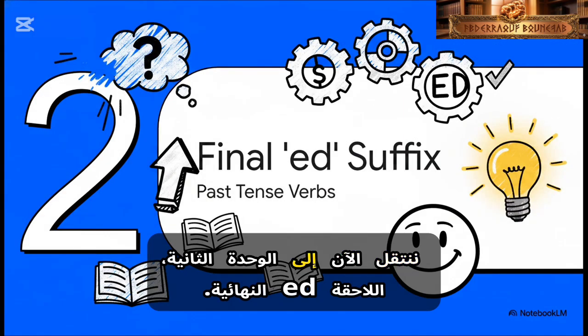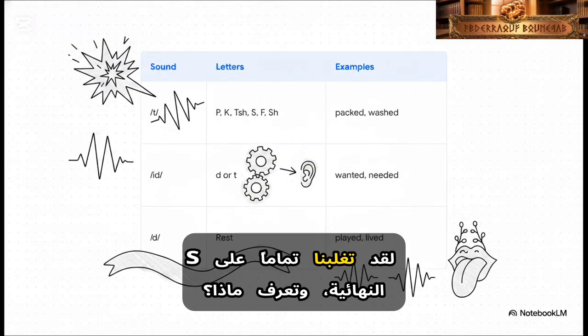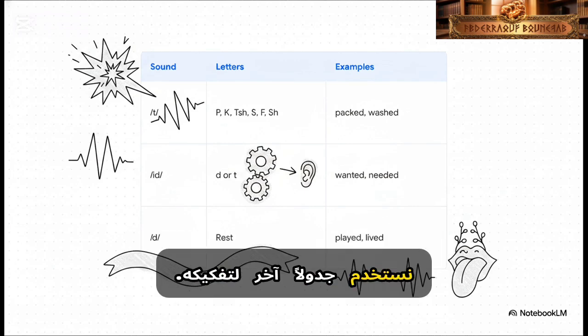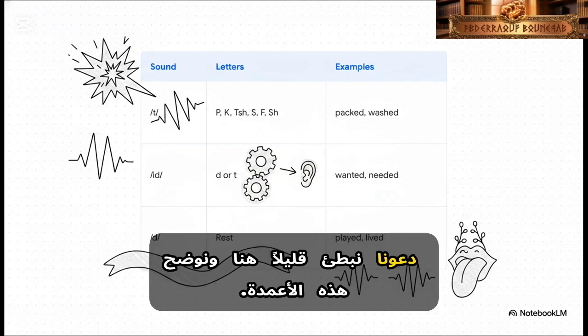Moving right along to Module 2, the final ed suffix. We just totally conquered the final S. And you know what? The structural logic for past tense verbs is incredibly similar. That's why we're using another table to break it down. Let's deliberately slow down here and articulate these columns.